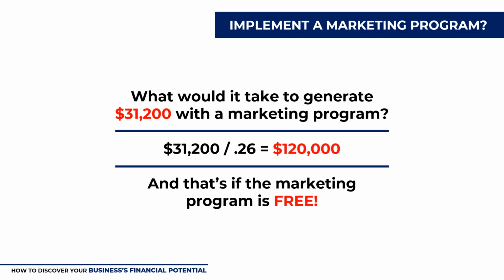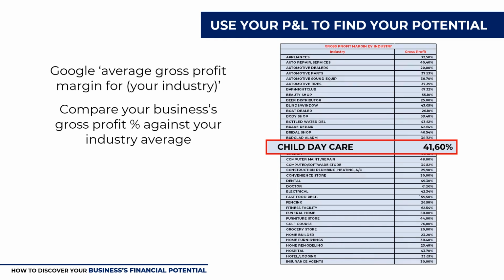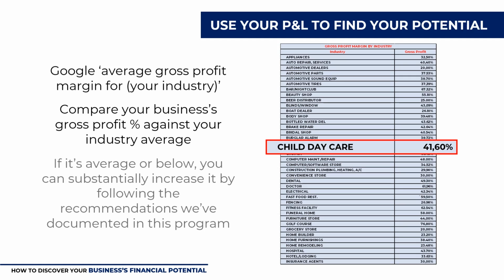So now is the time to get started and see where your business is at in relation to your industry average. Begin by Googling average gross profit margin for and the name of your industry. Compare your business's gross profit percentage against your industry average. If you discover it's average or below, you can substantially increase it by following the recommendations we've documented in this program. And remember, average is really mediocre. If you discover your business meets your industry average, there is still tremendous upside available to you financially. So start implementing the financial strategies we've outlined.